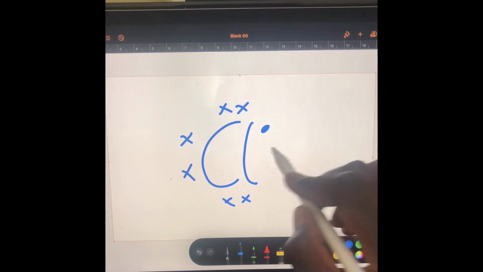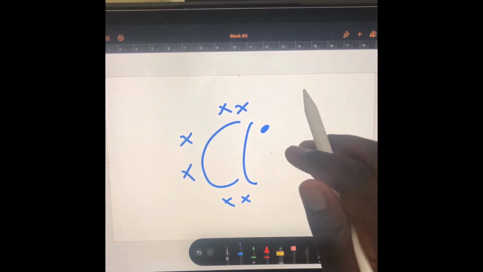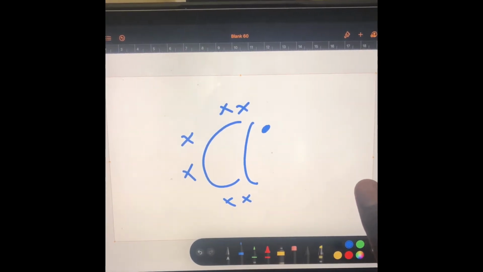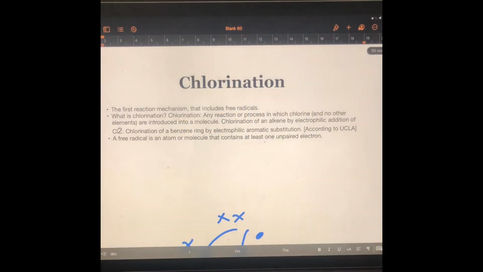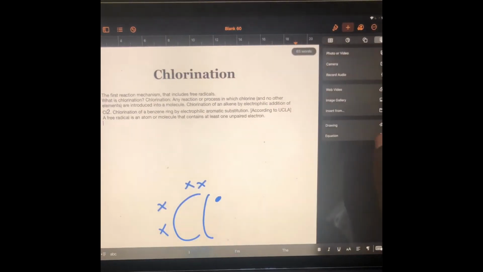I'll get on to how this actually happens. Actually, I'll come back to that later. And we're going to be talking about that last one there. The free radical reaction is split up into 3 stages.